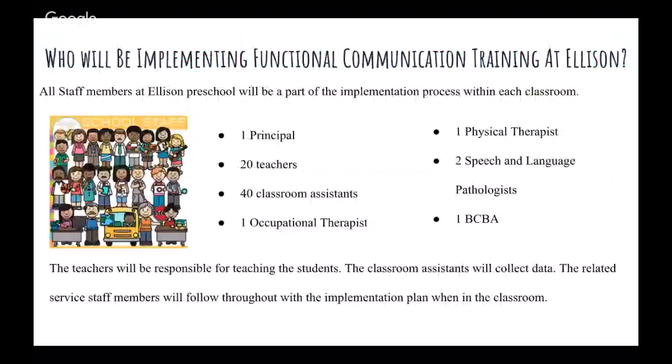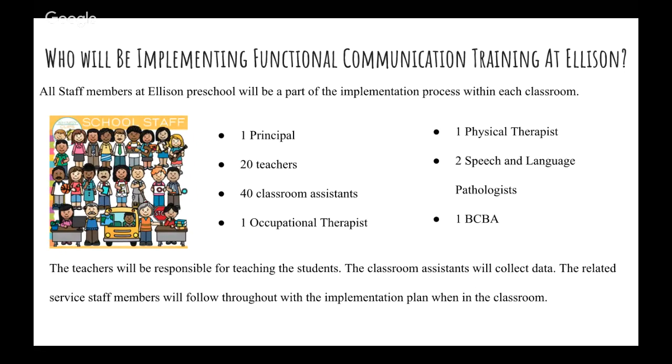Who will be implementing functional communication training at Ellison? All of the staff members at Ellison Preschool will be a part of the implementation process within each classroom. As I said earlier, there are different staff members, including 1 principal, 20 teachers, 40 classroom assistants, 1 occupational therapist, 1 physical therapist, 2 speech and language pathologists, and 1 board-certified behavior analyst. The teachers will be responsible for teaching the students, and the classroom assistants will collect the data.